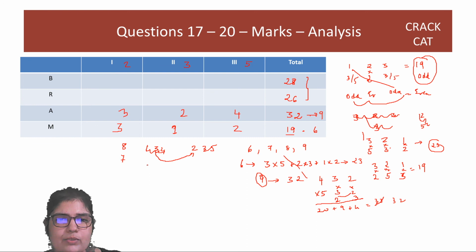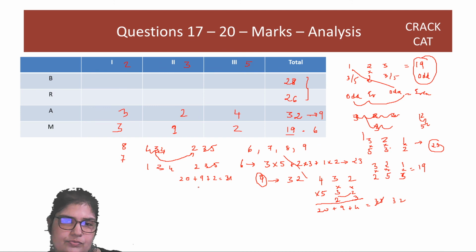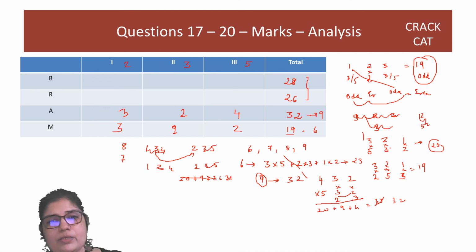So let's try with 1, 3 and 4 here. With 2, 3 and 5. Right? What is the maximum possible? Maximum possible is 20 plus 9 plus 2, you get 31. So as I said, it's going to be less than 32. And we want the sum to be even, right? So 2 will go with 4.